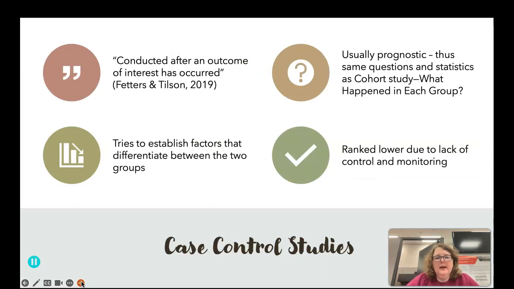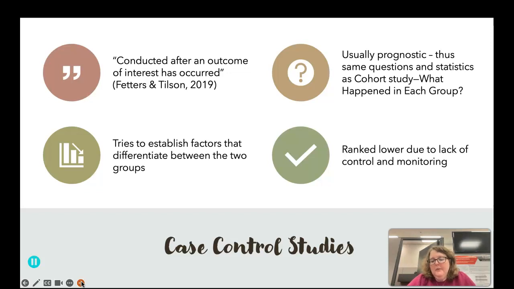These are conducted after an outcome of interest has occurred, and they try to establish factors that differentiate between two groups of people. These are prognostic. They, however, are done after a condition of interest develops. These are ranked lower due to lack of control and monitoring. However, they look at factors that contributed to the outcome in a group that has the outcome as compared to a group that does not have the outcome of interest but is similar to the case group.